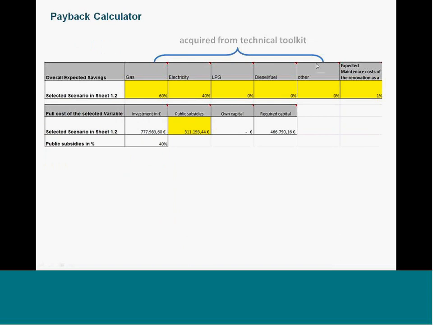From the technical toolkit, the user already knows how much they will save with every scenario. So in this scenario, there will be 60% savings in gas, 40% in electricity, and no other energy source was used. Of the investment of 777,000 euros that we said, if there is a 40% public subsidy, then this means that 311,000 euros will come from the subsidy, and it leaves 466,000 euros as the investment.